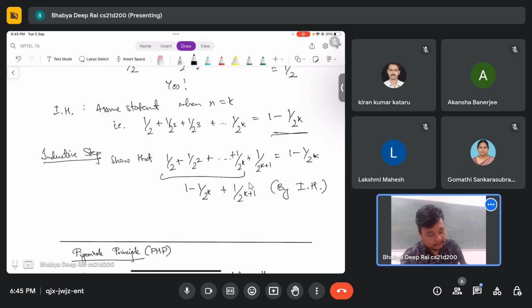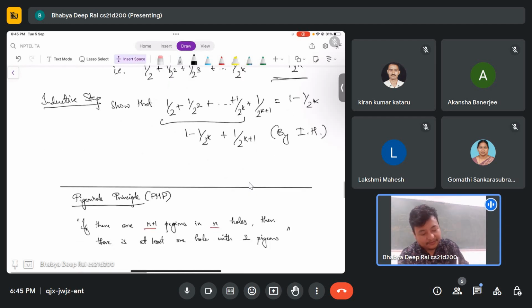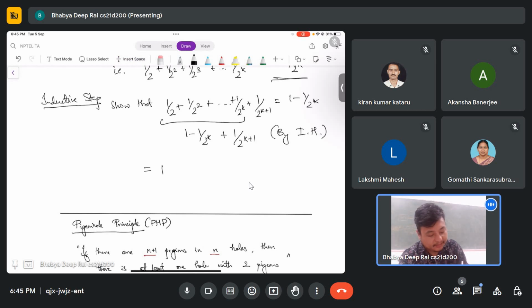Now what do I do? I can take the LCM or something, but a simpler way to do it would be this. This is equal to 1 minus 1 by 2 to the k plus 1 by 2 times 2 to the k. Which is equal to 1 minus, now take 1 by 2 to the k common. It's better to do this as plus and minus 1 here and plus 1 by 2 here. So when you take it common, this is what you get. The minus comes from this minus here.